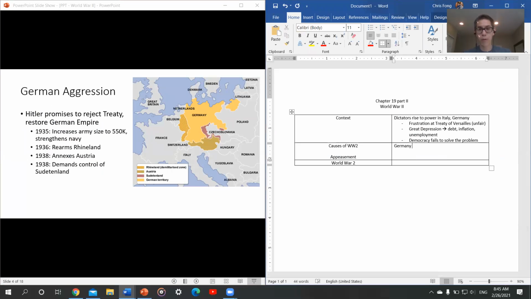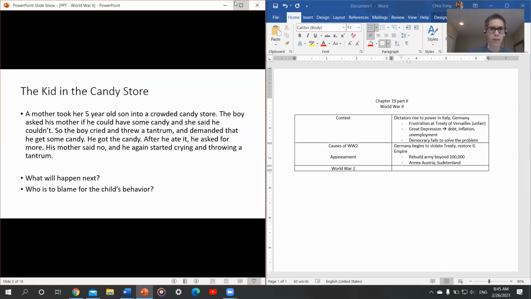So Germany begins to violate the treaty and restore the German Empire. So they rebuild the army beyond the 100,000, and they annex Austria and the Sudetenland, part of Czechoslovakia. Now, it's that annexation of the Sudetenland that leads to a scenario called the Munich Conference.